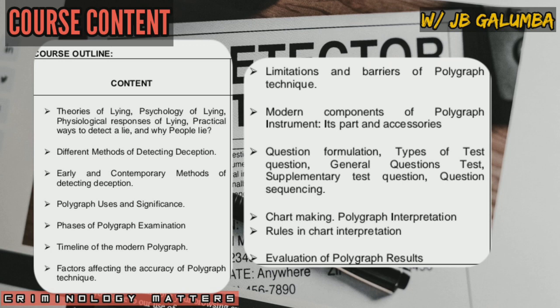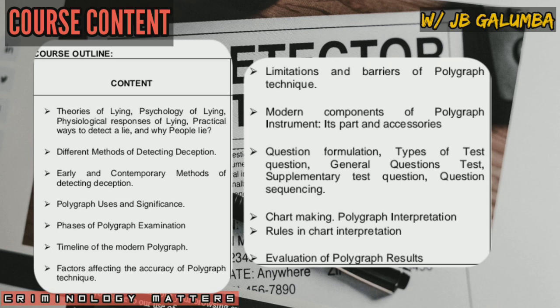And that will bring us to the topic on the limitations and barriers of polygraph technique. So, what are the limitations? What are the barriers that we will be encountering in the conduct of polygraph examination? Indeed, there are many limitations and many barriers that we should try to surpass with regards to the conduct of polygraph examination. And the factors that I made mention of earlier, the factors that affect the result of polygraph examination, are just some of the barriers and limitations that we should be taking into consideration.